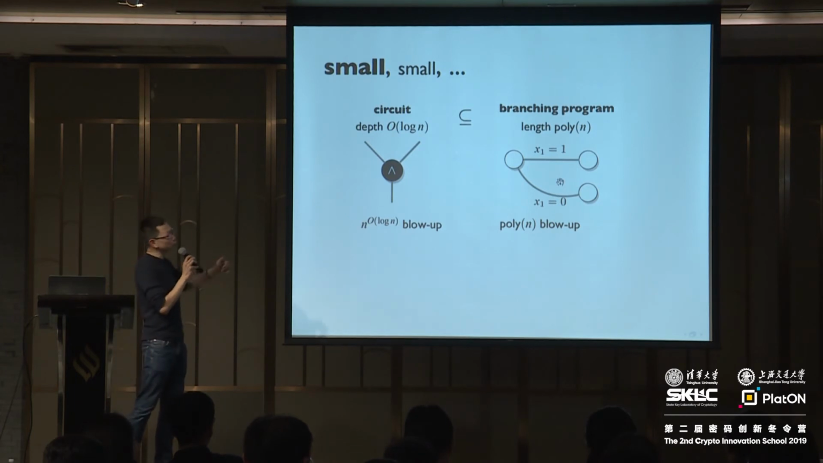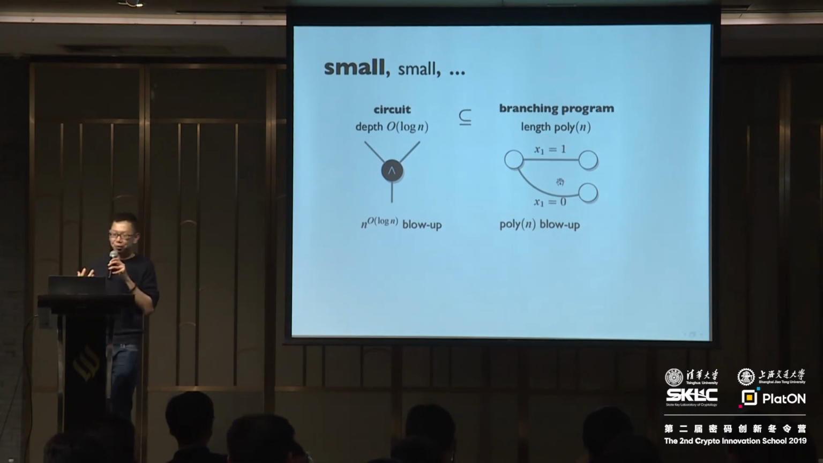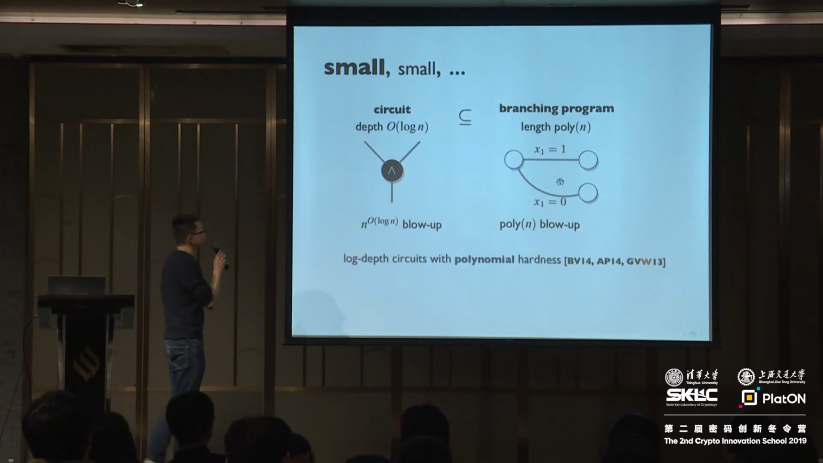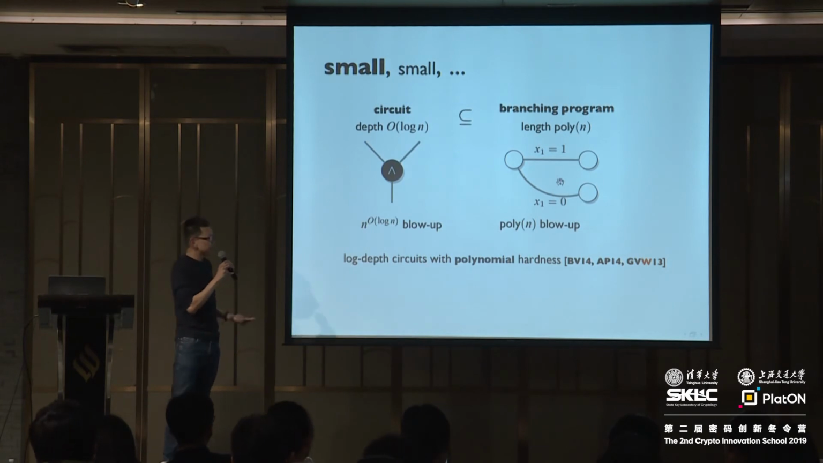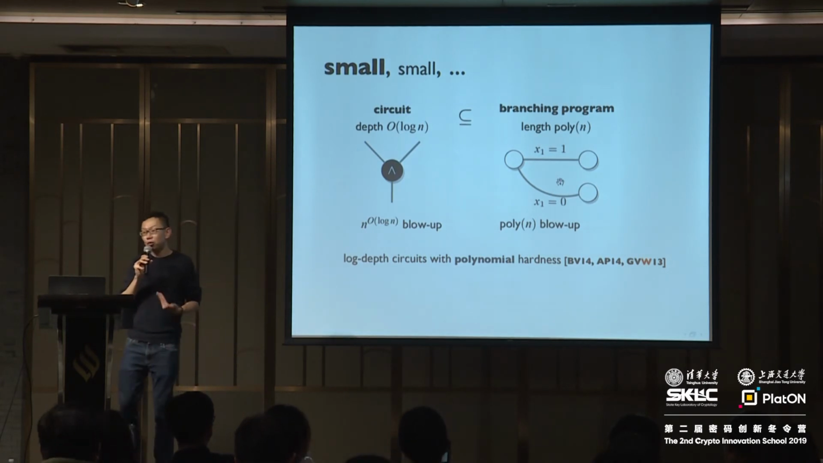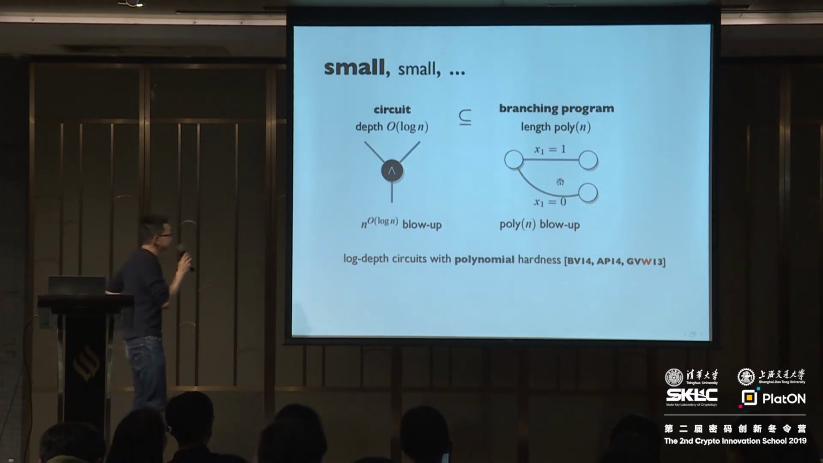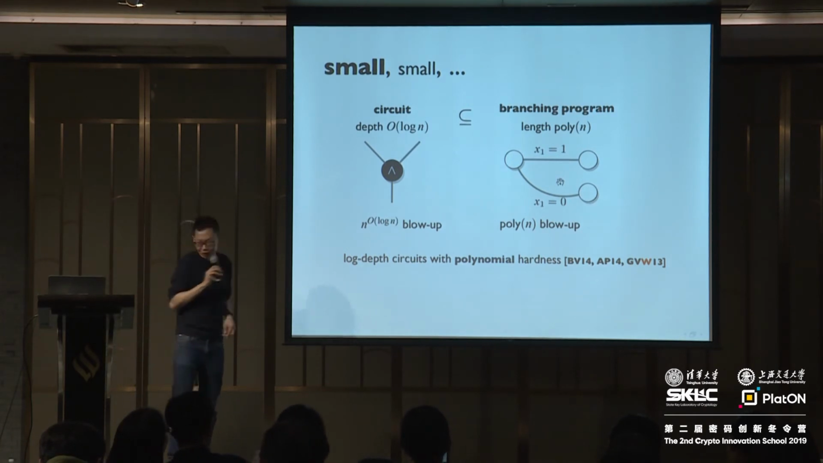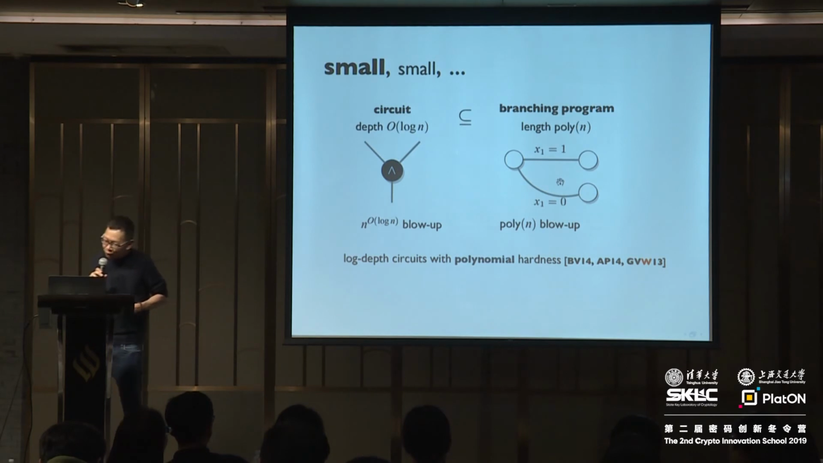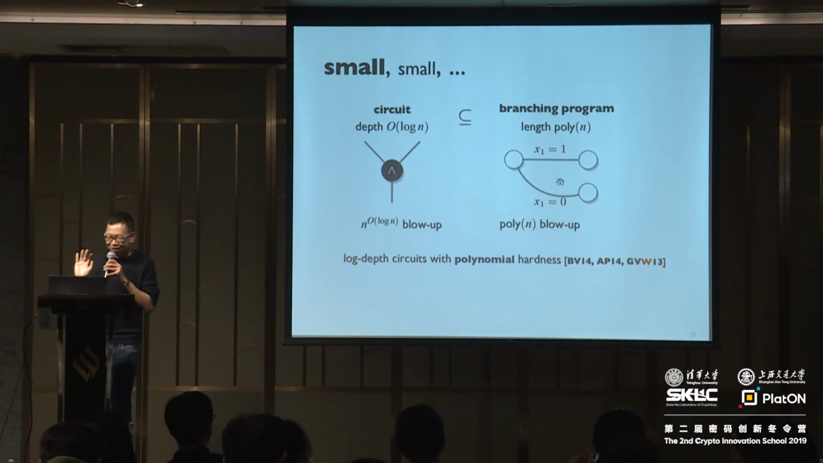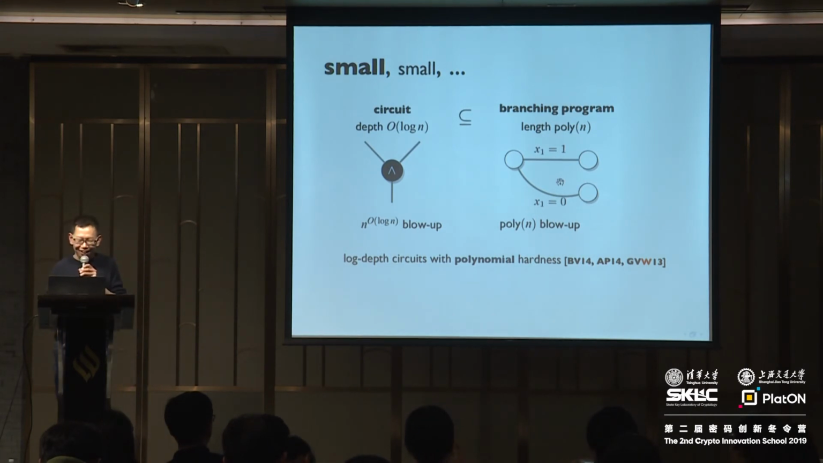So this difference between a polynomial and an exponential blow up turns out to be quite important, and by working with a branching program, you can get constructions for FHE for log depth circuits under polynomial hardness assumptions rather than some exponential hardness assumptions. This idea was introduced for FHE in 2014, but it was introduced in a different context the year before. So this is all I want to say about small.